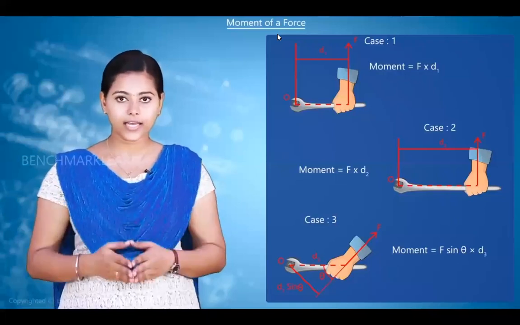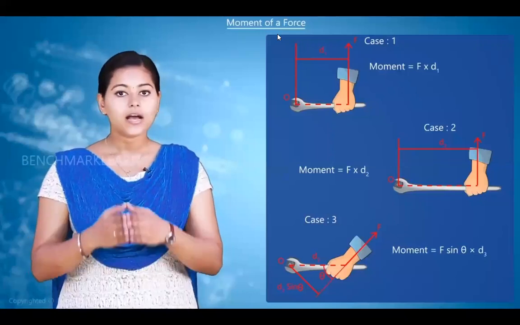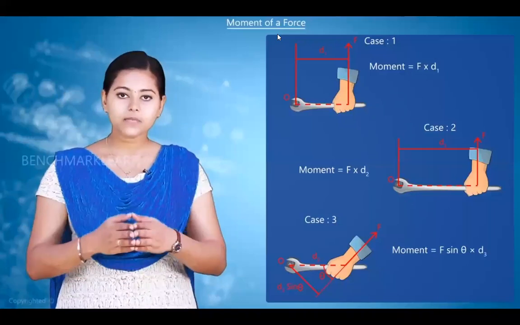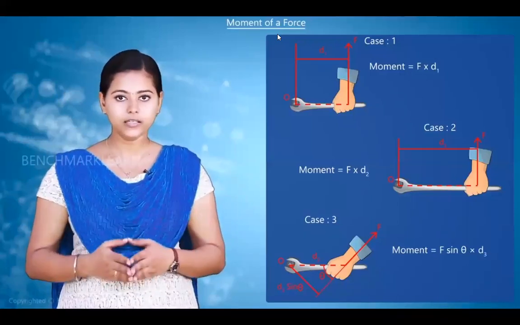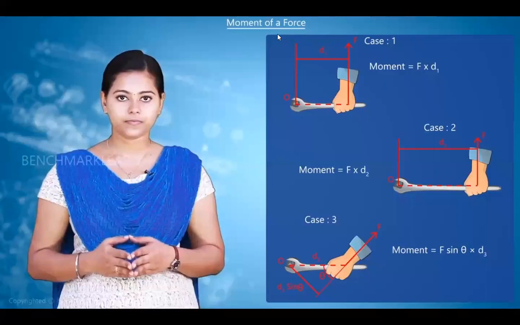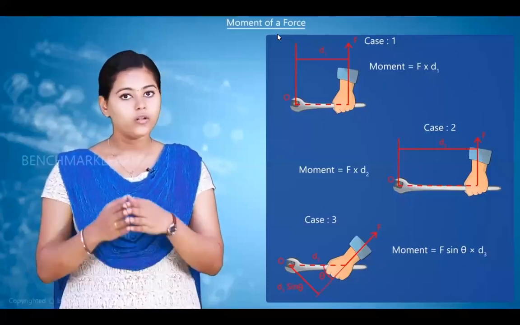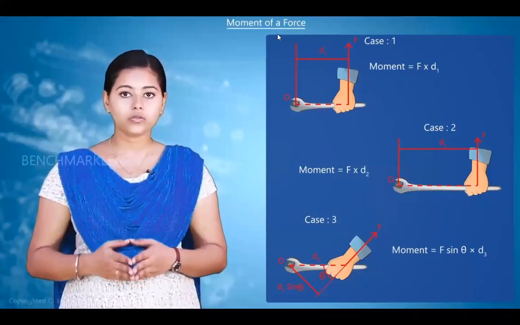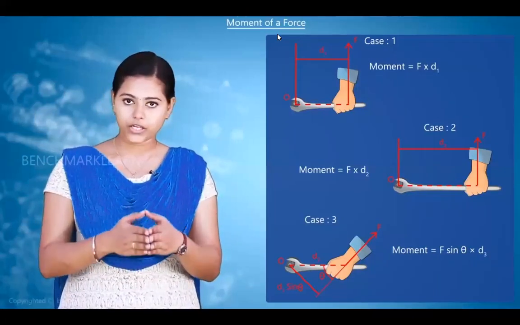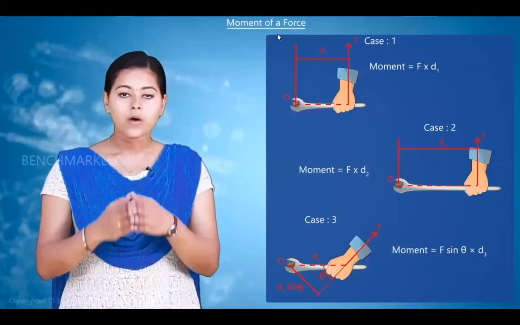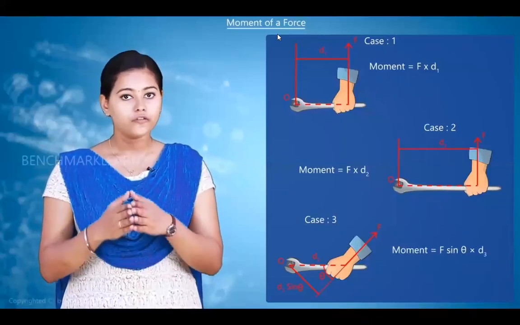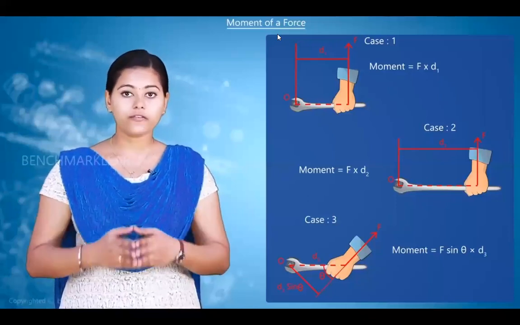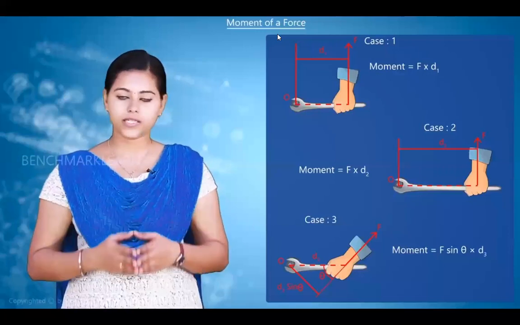Here, in the second case, the distance is maximum and the force is acting perpendicular to the spanner. Therefore, maximum moment will be created at the center in the second case. Moment of a force will be maximum when the line of action is perpendicular to the line joining the point of application and moment center. Moment will be 0 when the force acts at the moment center and also when the line of action is passing through the moment center.